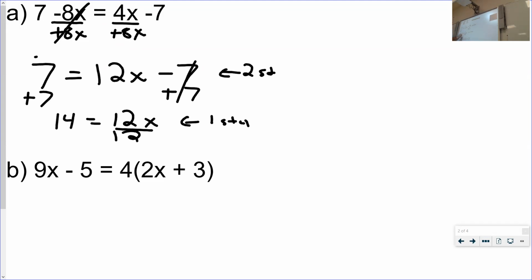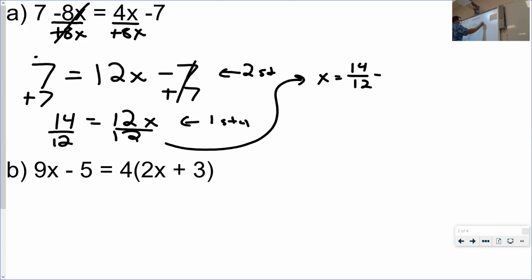Divided by 12, divided by 12. I'll move it over here. X equals 14 over 12. I can simplify that by taking the 2 on top and bottom. 7 over 6. So that is, yep, 0.85741. But we could just, wait, no, it's 6 over 7. Other way around, 7 over 6.